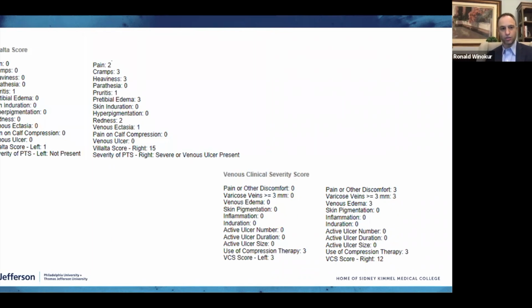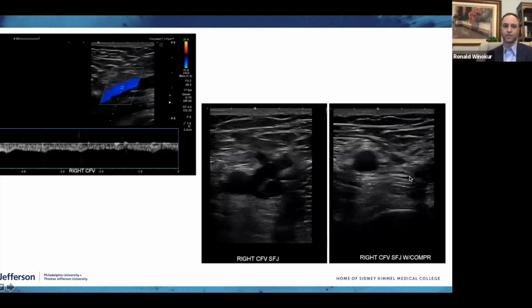Here are his Villalta scores. So Villalta on the left is 1. His Villalta on the right is 15. He has pain, he has cramps, he has heaviness, he has severe symptoms of venous disease. And a VCSS score, again, that's elevated on the right side. So he has a VCSS of 12 on the left.